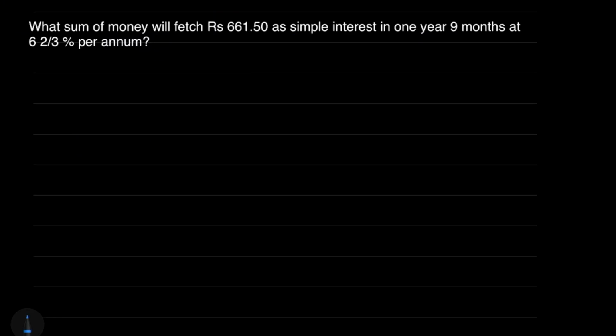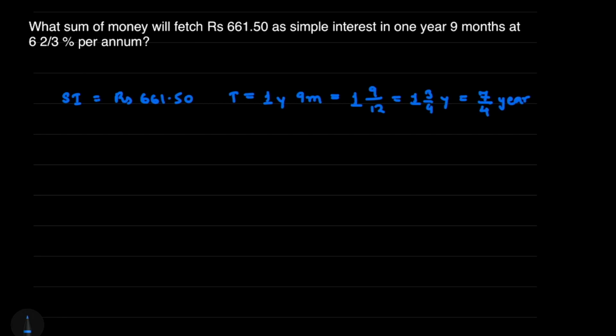Let's look at our second question, which is a bit different from the basic question we did just now. It asks what sum of money will fetch 661.50 rupees as simple interest in 1 year and 9 months at 6 2 by 3% per annum rate of simple interest. Here we have been given the simple interest of rupees 661.5, a time period of 1 year 9 months, and the rate of 6 2 by 3%. We need to find the principal. Let's just write that down. Our simple interest is 661.5, and our time period is, so time has been converted into years.